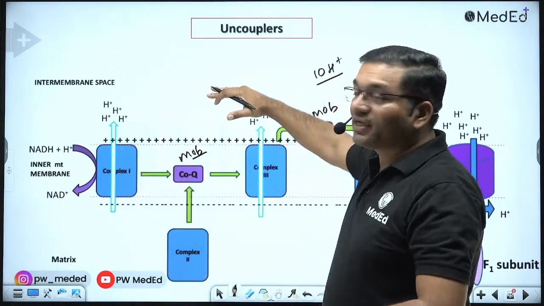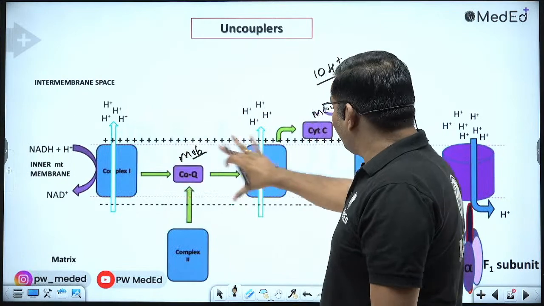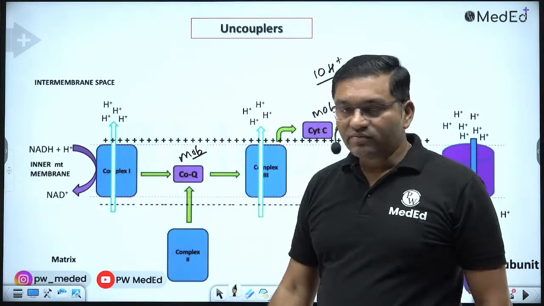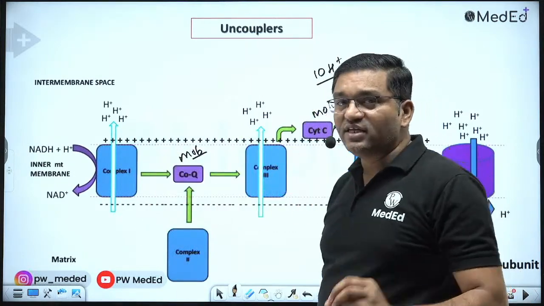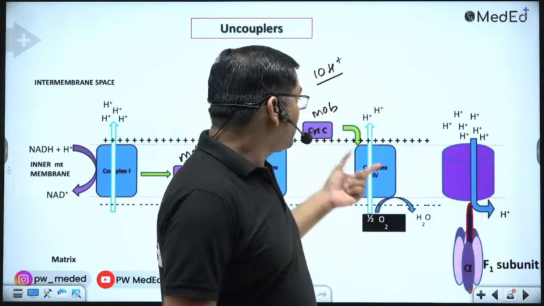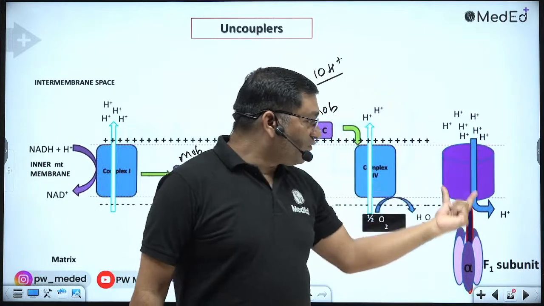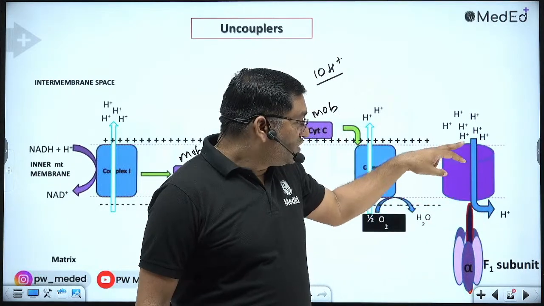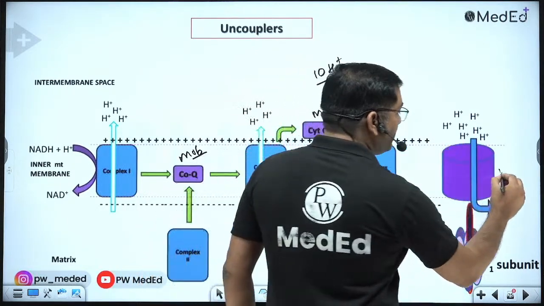So this is the proton gradient, and this membrane is impermeable. This is not permeable to any ions. So the only exit point for these ions is through the FO complex. So this is the FO complex of ATP synthase.